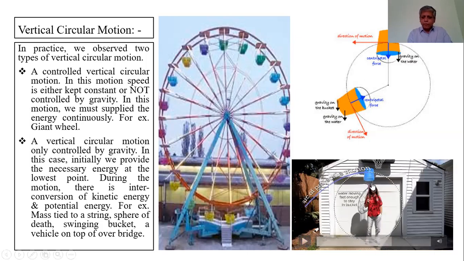Here, that person says that whenever the bucket reaches the top point, if the horizontal velocity at that time is greater than the critical velocity, the water stays in the bucket since its projectile motion is away from the circle. So the water cannot fall down when the speed is greater than the critical speed or equal to the critical speed.